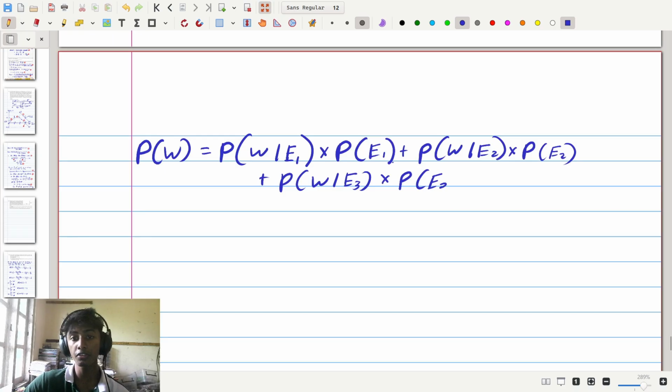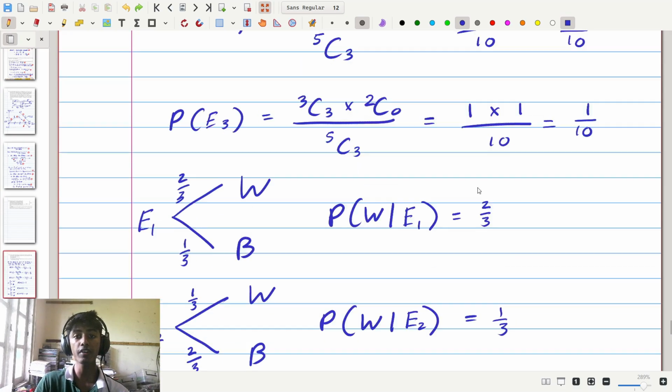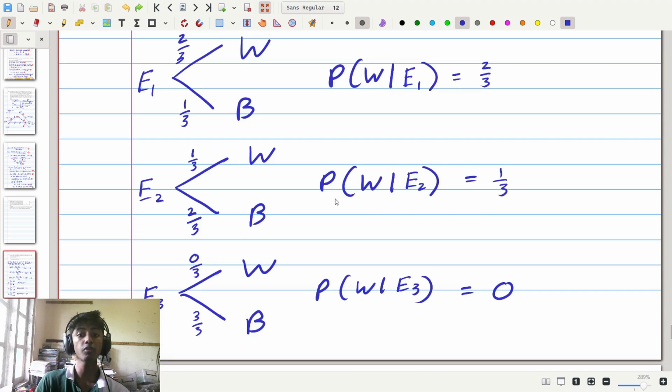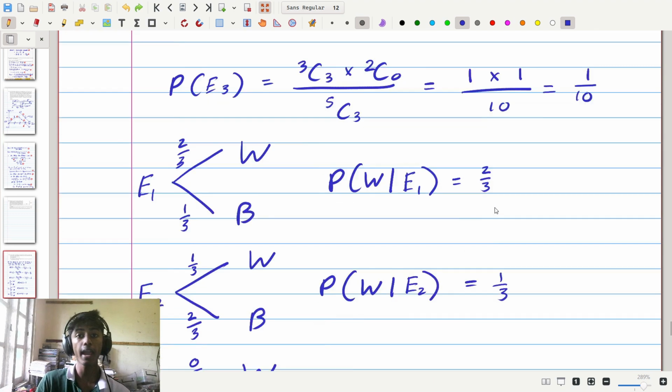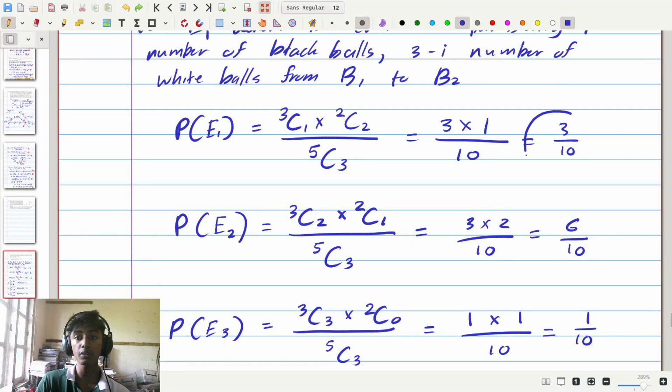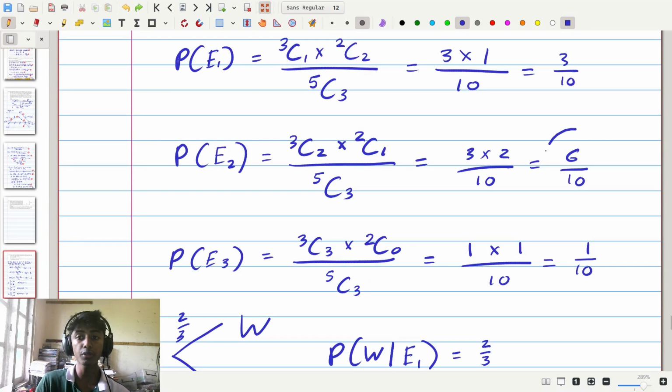In this case, we have only 3 partitions, which are E1, E2, and E3, and therefore from that, we can get the probability of W as being equal to the sum of all of these terms. Now, if we substitute in the values here, probability of W given E1 is equal to 2 over 3, probability of W given E2 is equal to 1 over 3, and probability of W given E3 is equal to 0, and if we go up, probability of E1 is equal to 3 over 10, probability of E2 is equal to 6 over 10, and probability of E3 is equal to 1 over 10.